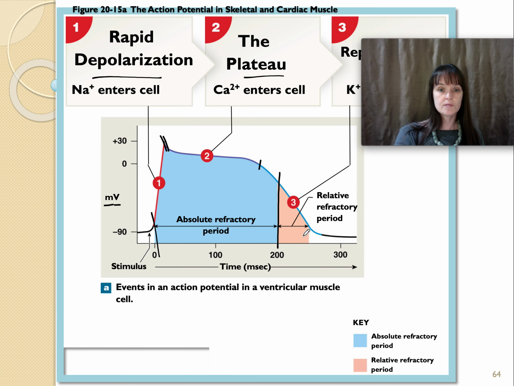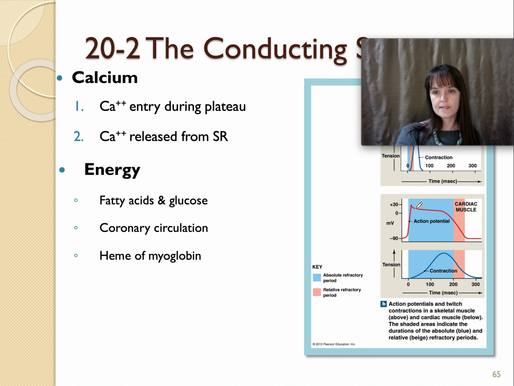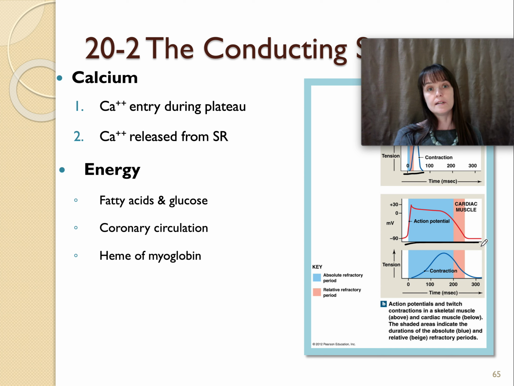Notes on the refractory period: it is hugely long. So here's the absolute refractory period where it absolutely cannot start a new action potential, and the relative refractory period where it can, but it's relatively harder. Now, I think we have a picture where we compare that. Okay, so here are the refractory periods in a skeletal muscle cell compared to the refractory periods in a cardiac muscle cell. So the refractory period is very, very, very long.